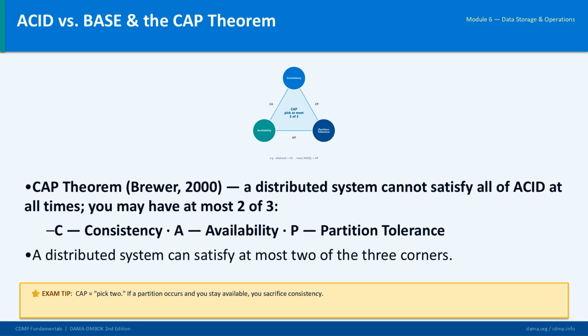Now the CAP theorem, also called Brewer's theorem, from Brewer in the year 2000. It was developed for distributed systems, and it states that such a system cannot comply with all parts of ACID at all times. The practical formulation is pick 2, shown as the triangle on screen. At most two of three properties, consistency, availability, and partition tolerance, can hold in any shared data system at once. The key scenario: if a network partition happens and you choose to stay available, you must sacrifice consistency. CAP equals pick 2.